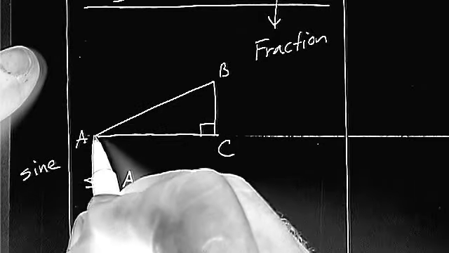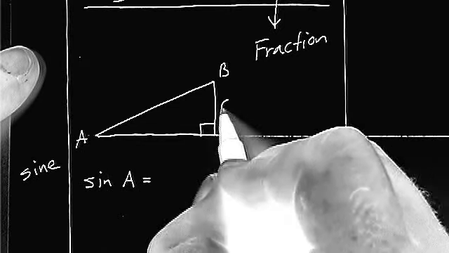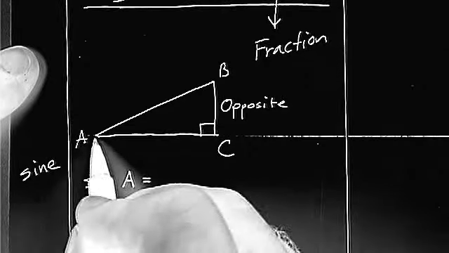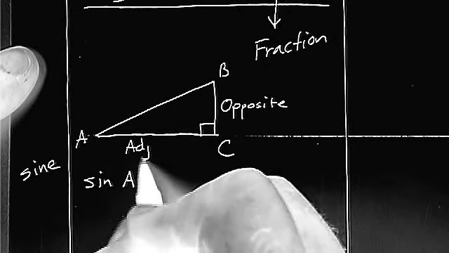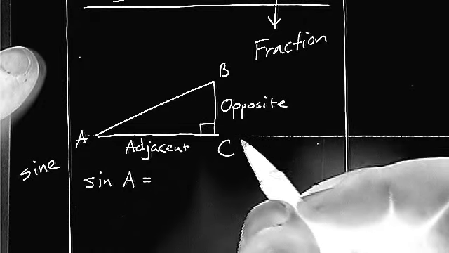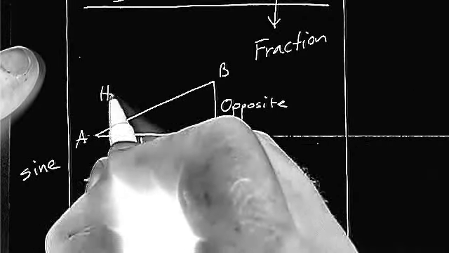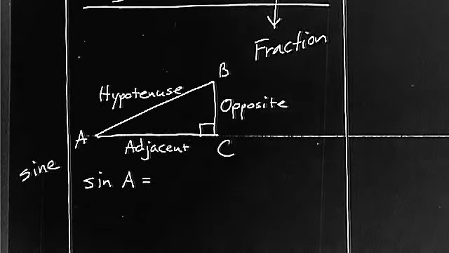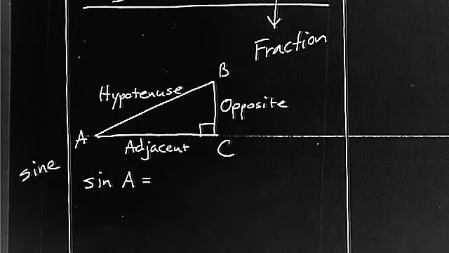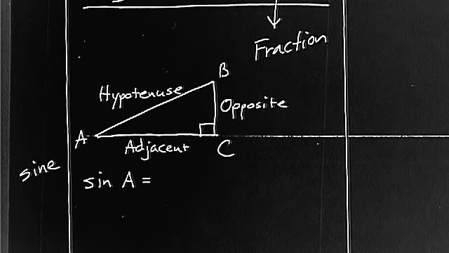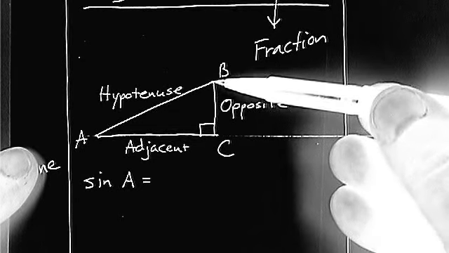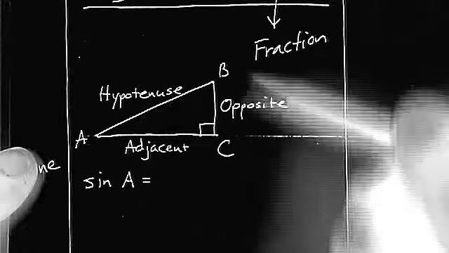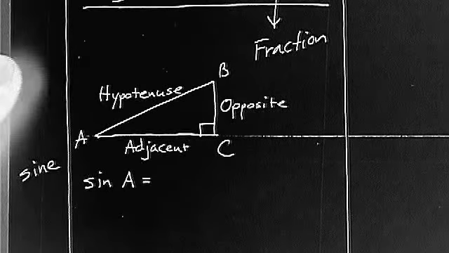Now, if we're starting at angle A, this side across from it would be considered the opposite side, and this side that's right next to it would be considered the adjacent side. This side of a triangle is always the hypotenuse, whether we're dealing with angle A or angle B. But for our discussion right now, I'm going to talk about angle A. We could do everything from angle B, then this side would be the opposite, and this side would be the adjacent. But the hypotenuse is always going to stay opposite of angle C, the right angle.